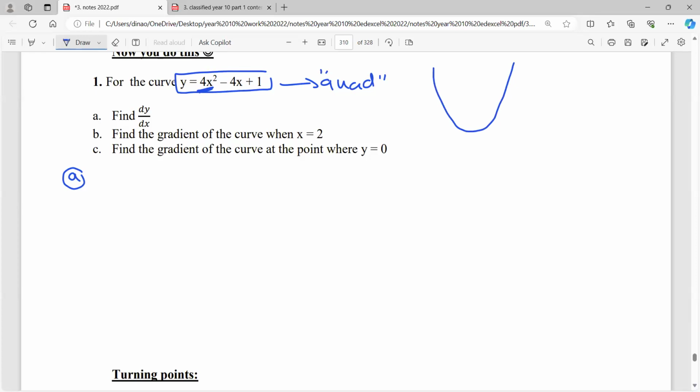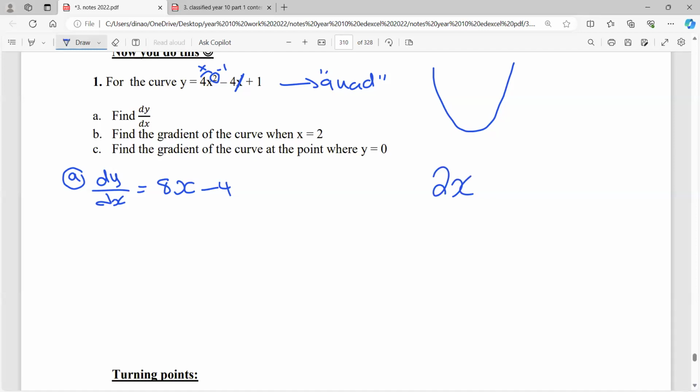Question A says find dy by dx. We said if the power is not 1, bring it down and multiply, then subtract 1. So the differentiation is 2 times 4, 8. And of course you have to write the letter x, because x has a power which is 1. We said if the power is 1, then your differentiation is remove the x, which is 2.